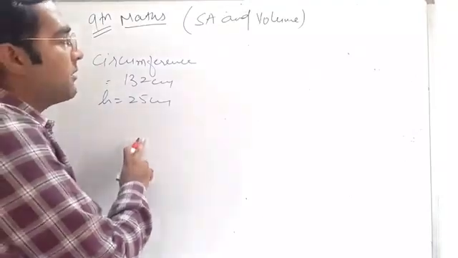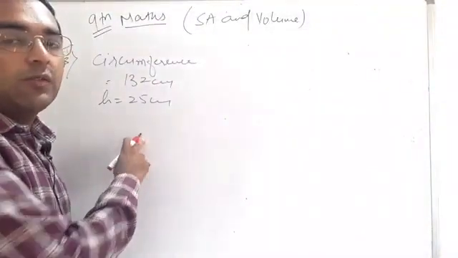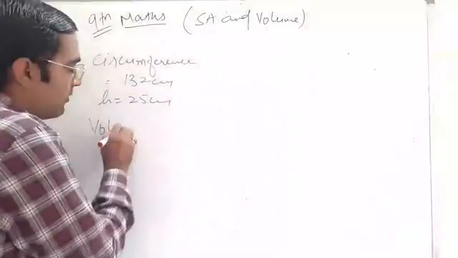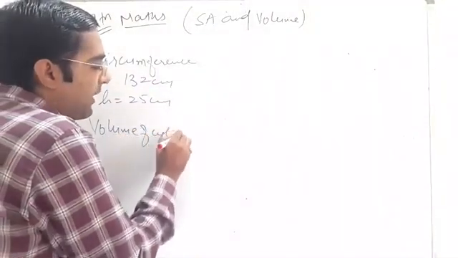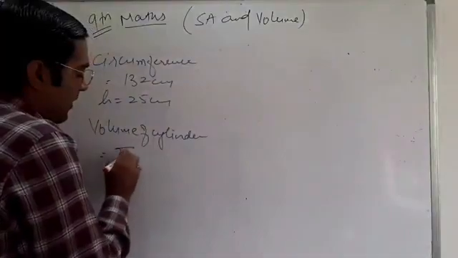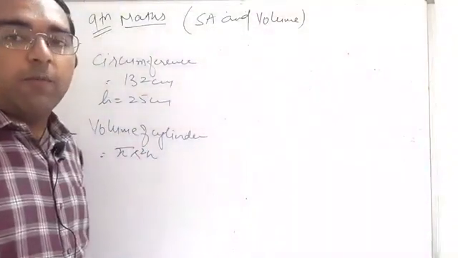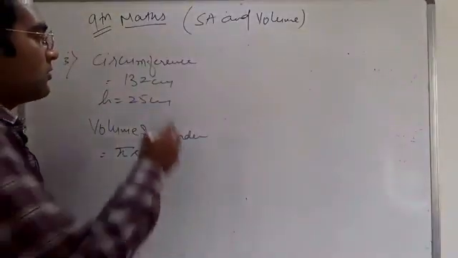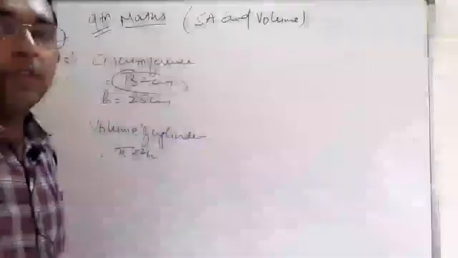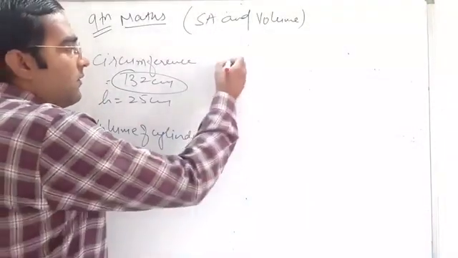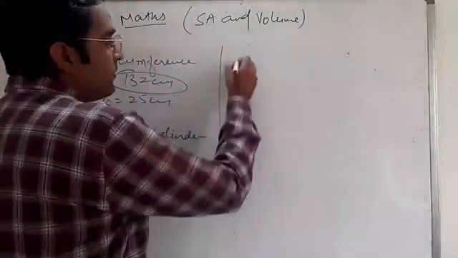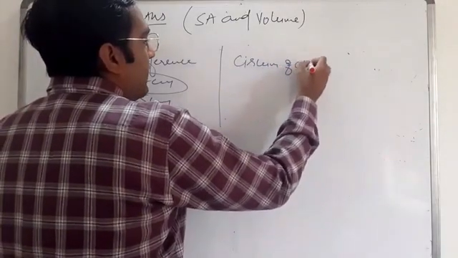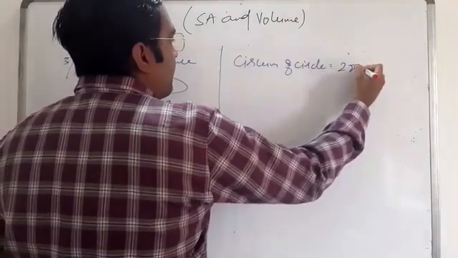Now in this statement we must find the radius for finding the volume of the cylinder, because we know the volume of a cylinder, my formula is pi r square h. In that we must know the radius of the circle. So I'll find the radius from the circumference of the circle. The circumference of a circle, my formula is 2 pi r.